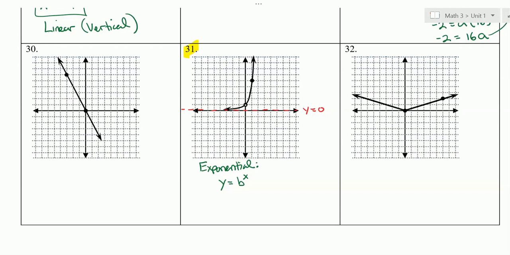The first point at 0, 1 is not the vertex, but it's the point that you don't want to use to help you find b. Okay, we need to find b, and you're going to use the point that's not your parent graph point, which here would be 1, 1, 2, 3, 4, 5. So 1, 5. So you plug in 1 for x and 5 for y, and solve for b. b to the first power is just b, so we end up with 5 is equal to b, and so we know what b is, so we finish by plugging that back in, and we end up with y equals 5 to the power of x.